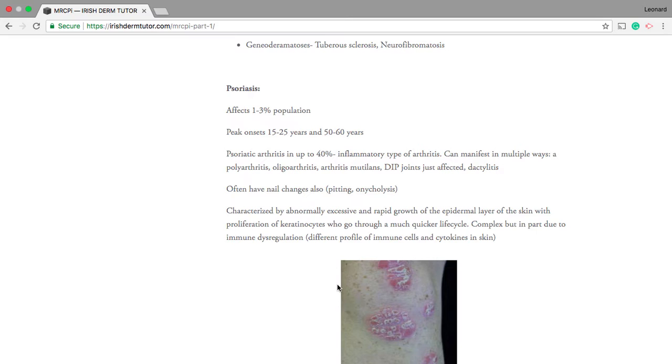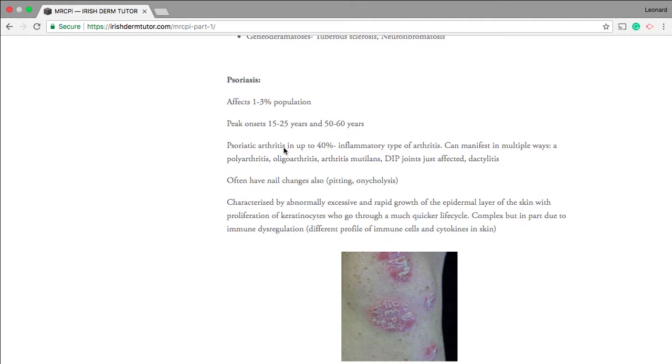So psoriasis is characterized by abnormally excessive and rapid growth of the epidermal layer of the skin, with the proliferation of keratinocytes, which are the main cells in the epidermis, and they go through a much quicker life cycle. It's quite complex, but it's in part due to immune dysregulation, which basically means there's a different profile of immune cells and cytokines in the skin, causing this abnormal skin appearance.